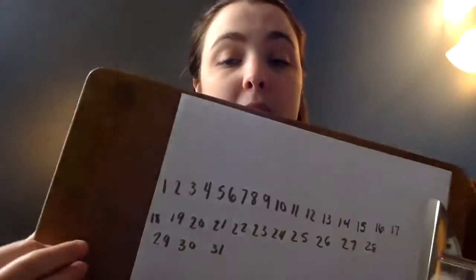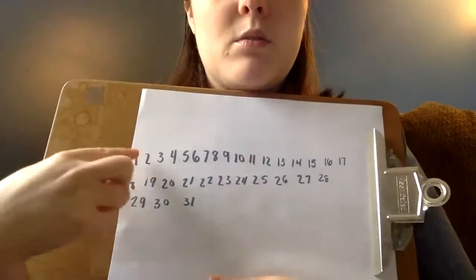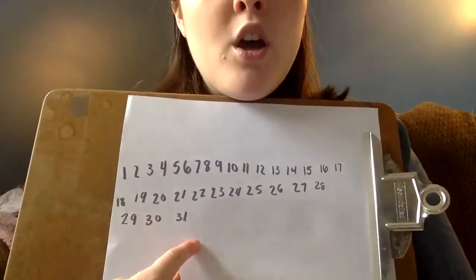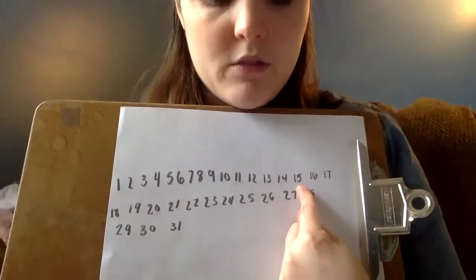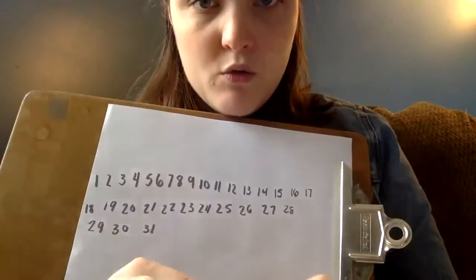Before we get started looking at calendars, though, I want us to think back to when we first started looking at numbers, and we were talking about numbers that came before and numbers that came after. So I want you to look at my number line. It goes from 1 to 31. So I want you to look at the number 15. So here's the number 15 right here. I'm going to underline it with red so we can see.